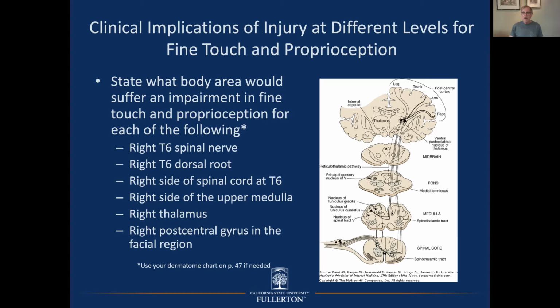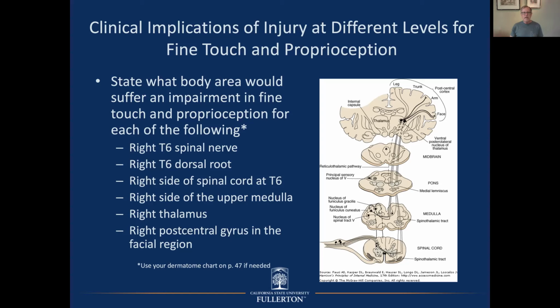It is going to be on the right side of the body, different from pain and temperature. It's on the right side because when you're considering the pathway, the neurons, which would still be first order neurons, have not crossed the midline at that point. They're going to cross where? Mid medulla. So the loss will be on the right side below the level of the lesion. So it would be T7, 8, 9, 10, the lumbar, all on the right.